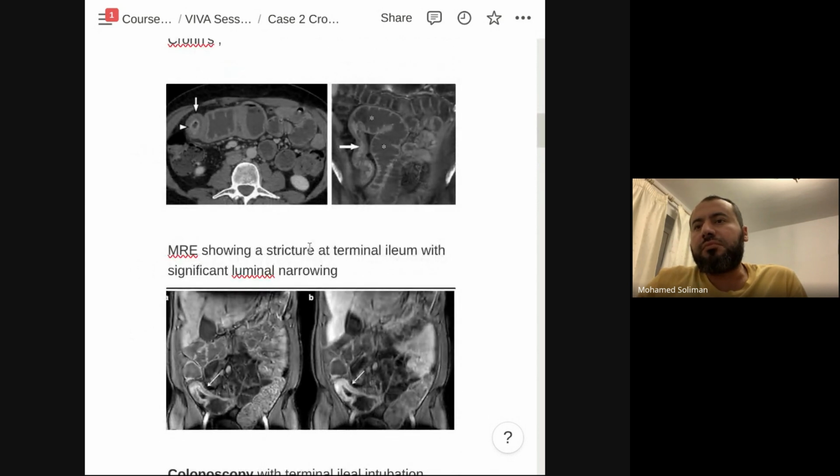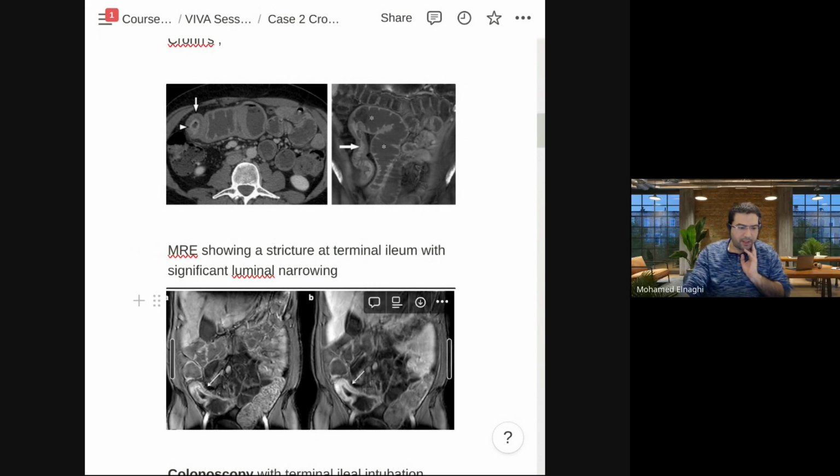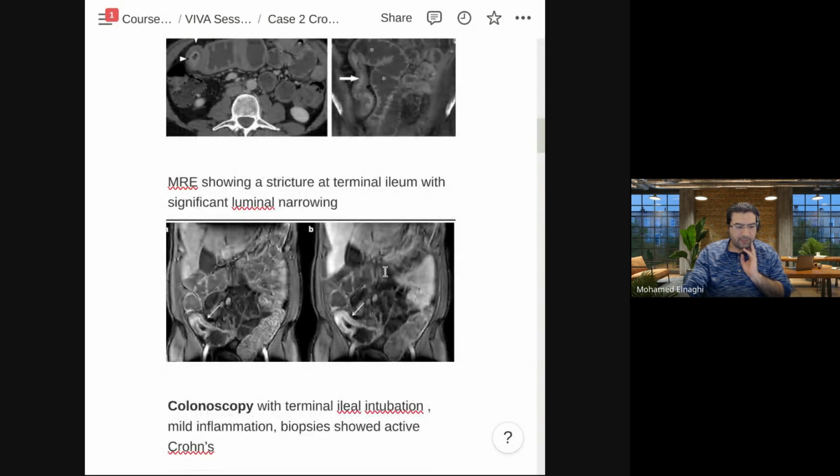But this patient probably wouldn't be fit for any stricturoplasty given the site of the stricture, so he will benefit from ileocecal resection. Okay, so this is MR enterogram, which is confirming your suspicion of a terminal ileal Crohn's disease with luminal narrowing.